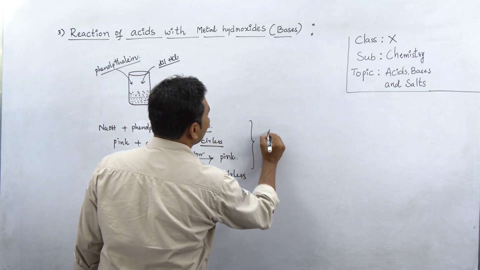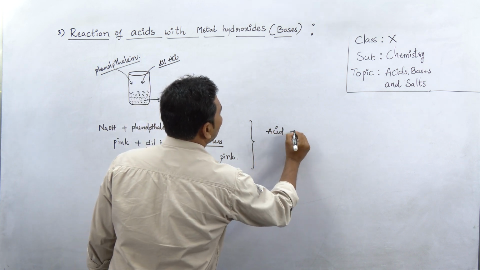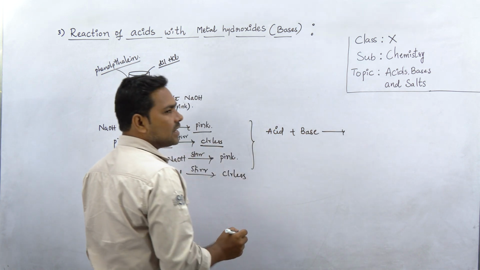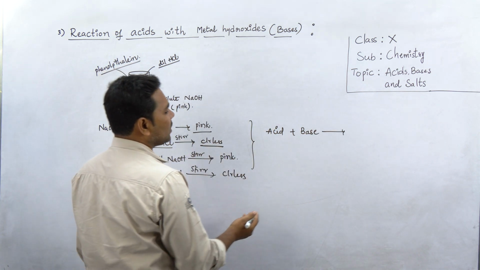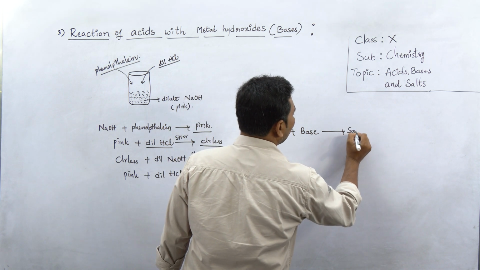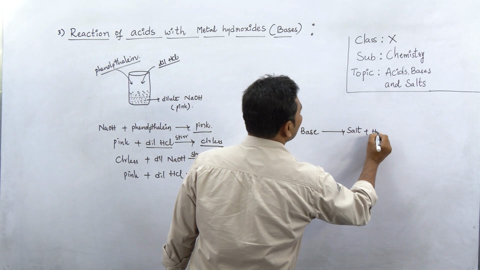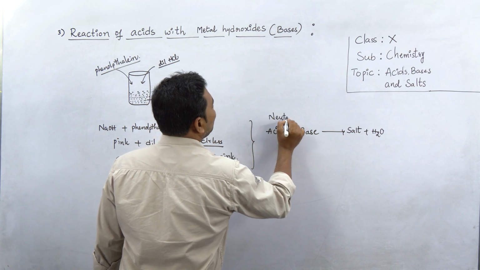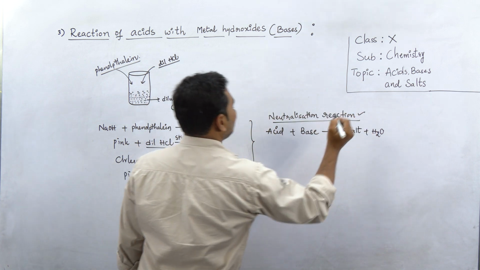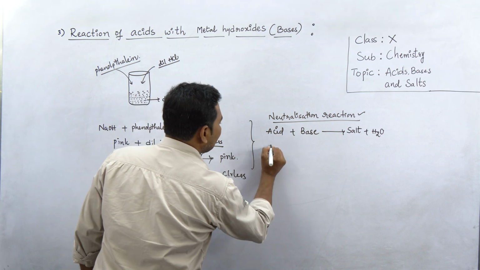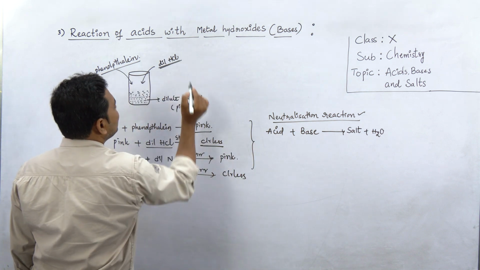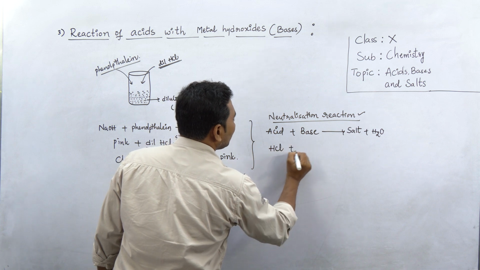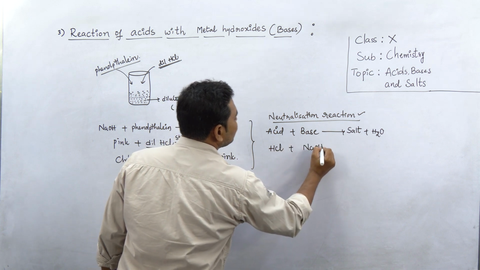So the reaction of acid with base is called a neutralization reaction. As a result of a neutralization reaction, the products are always salt and water. This reaction is called neutralization. Now, let us take an example. I take dilute acid HCl and a base NaOH.